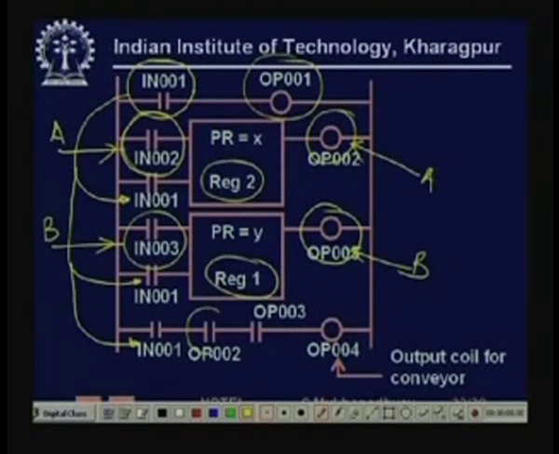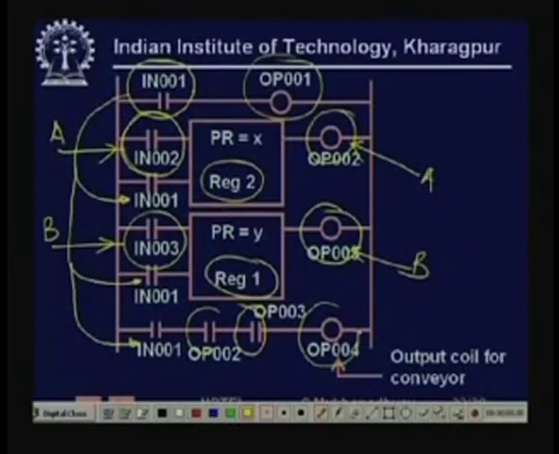So it's in series, OP003. When you put them in series, you want that both of them must reach their preset count values, only then the conveyor will run. If you put them in parallel, it means that if any one of them reaches that preset value, then the conveyor will run. So this is an example where we can use a counter for an industrial problem.